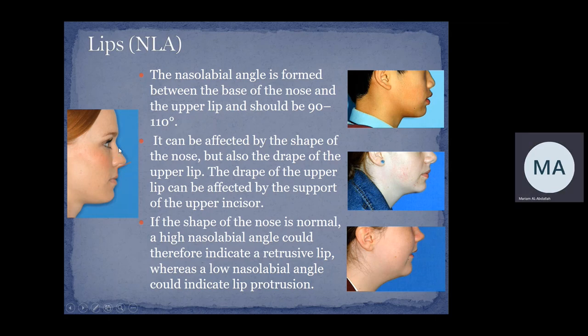If the nasal morphology is normal and the upper incisors are retroclined, you can have some retrusion of the lips with an increased nasolabial angle. So this is an example of a patient with a reduced nasolabial angle. The average is 90 to 110, and this is a very much increased nasolabial angle.